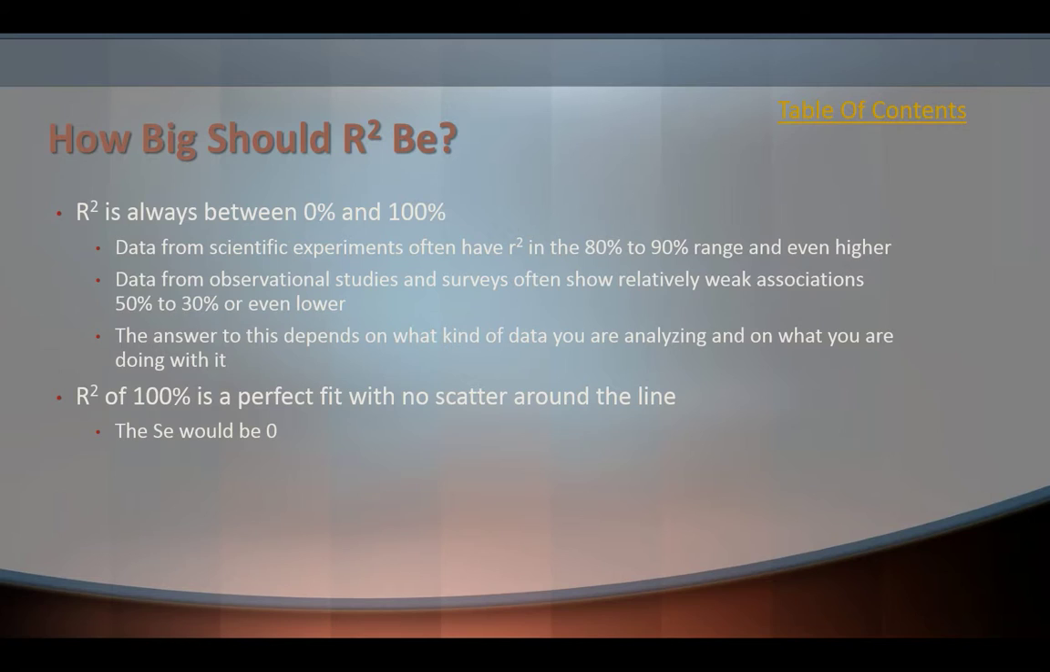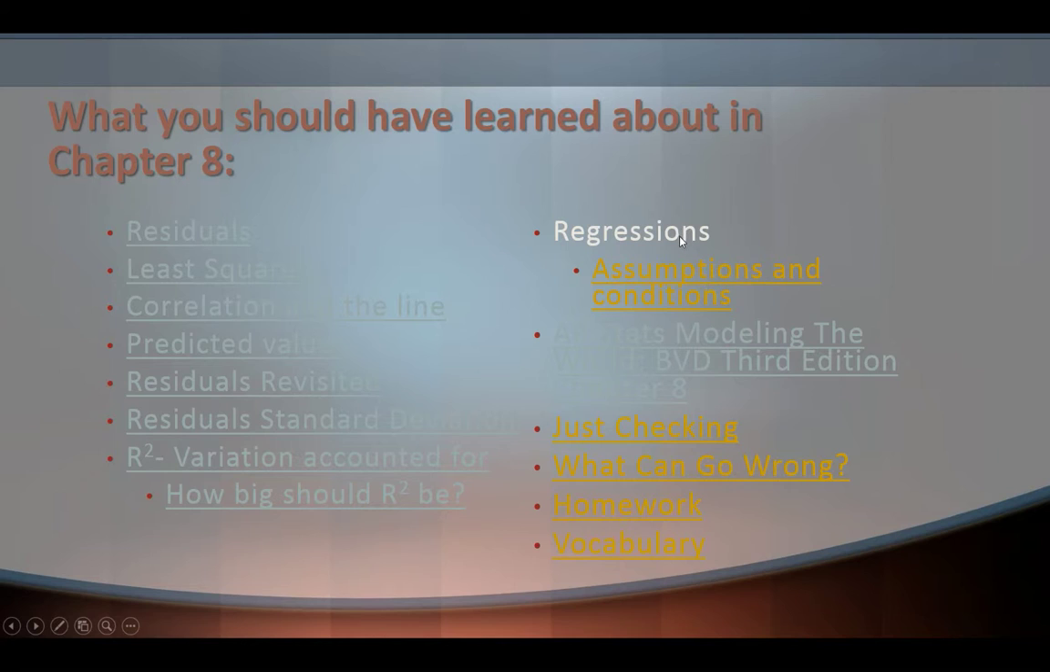R squared of 100% is a perfect fit with no scatter on the line. The SE would be 0. So again, just looking at that value, making sure it's not too big.